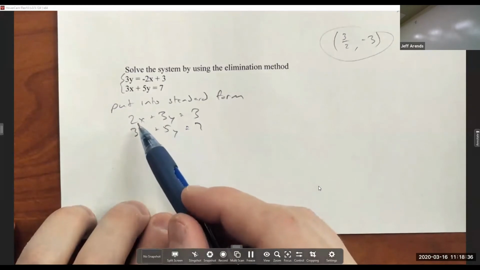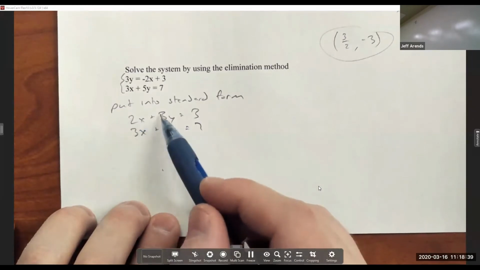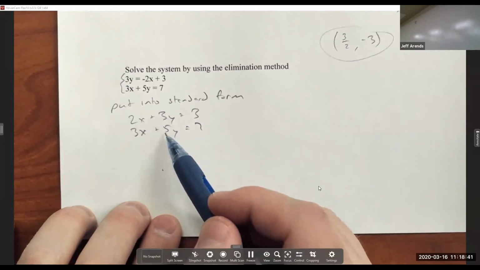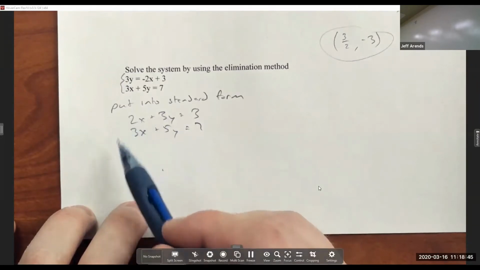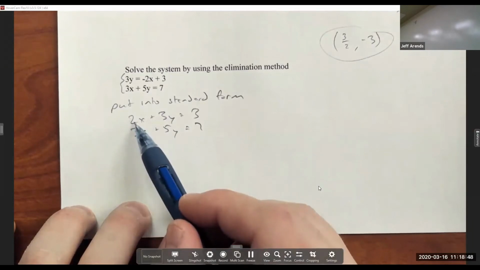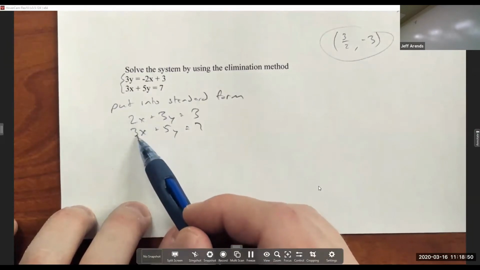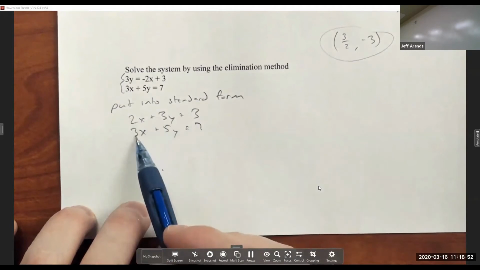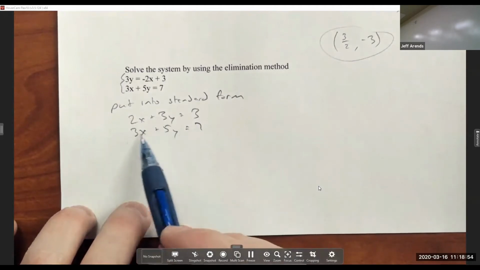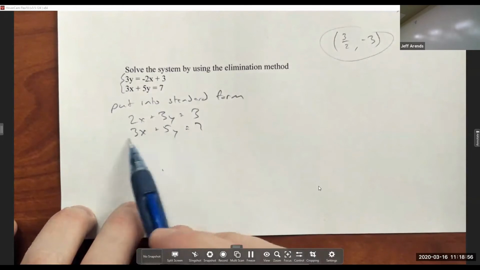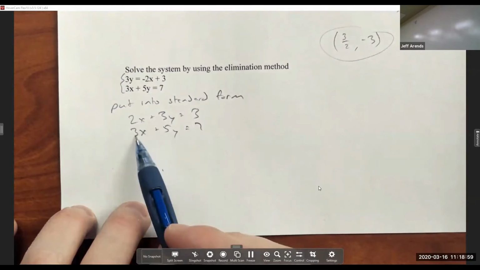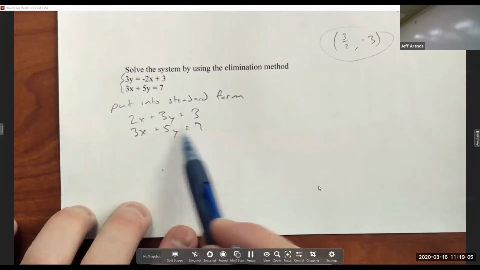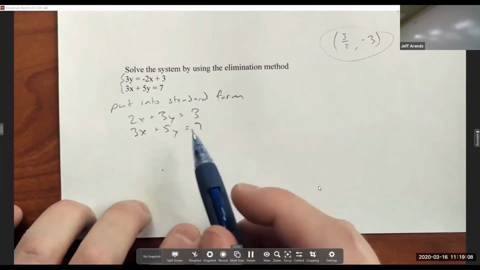My next hurdle is to make it so that my coefficients on one of these variables are the same, but, well, opposites actually. So if I could make this positive 2 and make this a negative 2, that would work. But I'd have to introduce weird fractions here, because I don't know any way to multiply through this by some number to make that into a 2, or at least not by an integer. I would have to multiply it through by 2/3, but that would make those fractions. Well, I kind of want to avoid that.